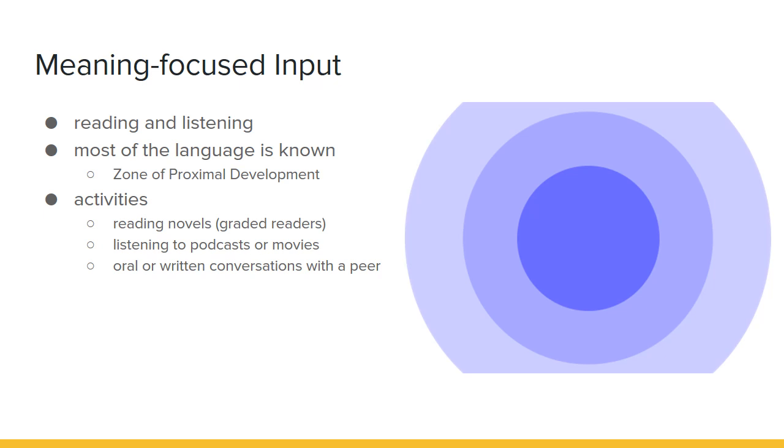So example activities could be reading a novel at their level. So a graded reader, where we're focusing on the I+1. It's just above what they already know. They could be listening to podcasts or movies, again, that are at their current reading level. Also, oral and written conversations, text or email with a peer.